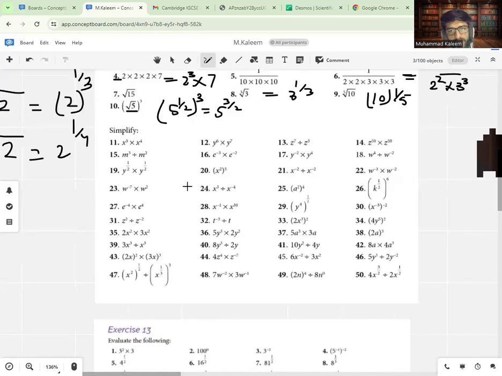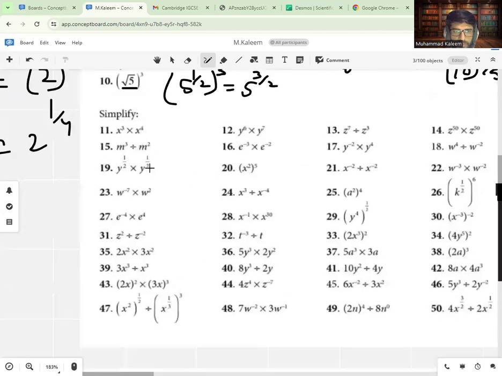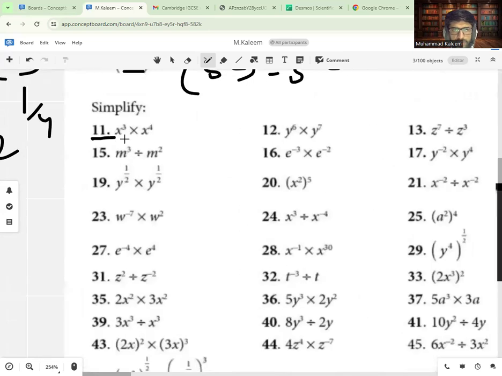Here we have to apply the index laws. You can see in the first one, question number 11, we have the same bases and the terms are in multiplication, in times. So we just have to do addition of the powers. So its simple form will be equal to x raised power 7. That's all. And here y raised power will become 13.